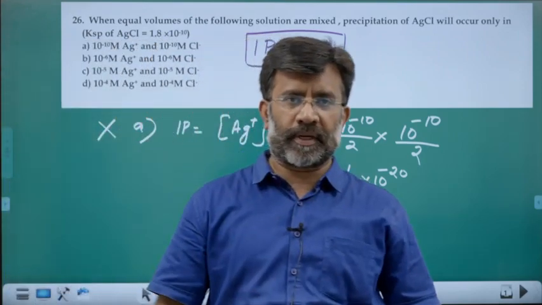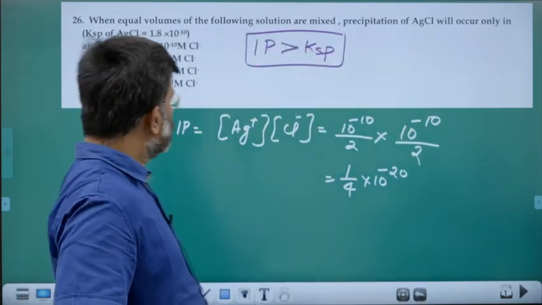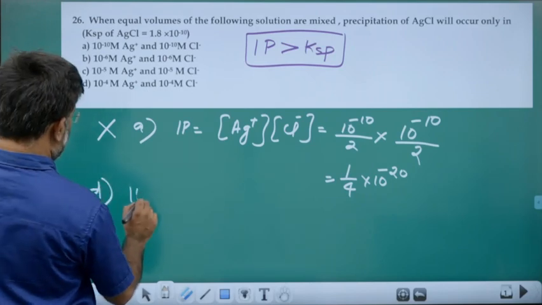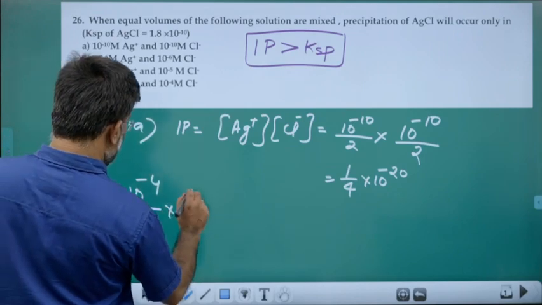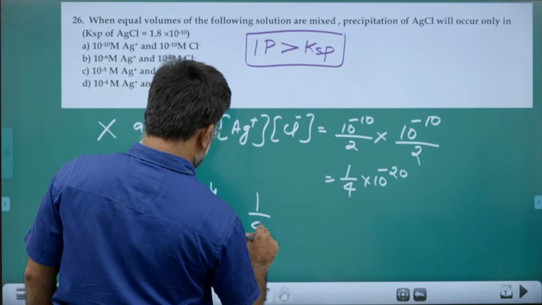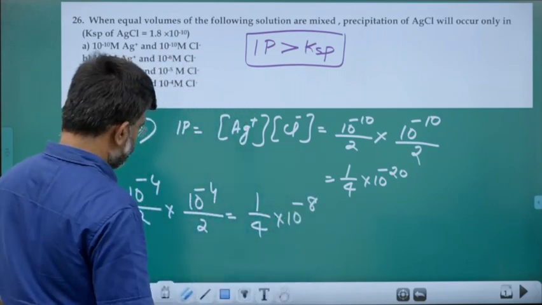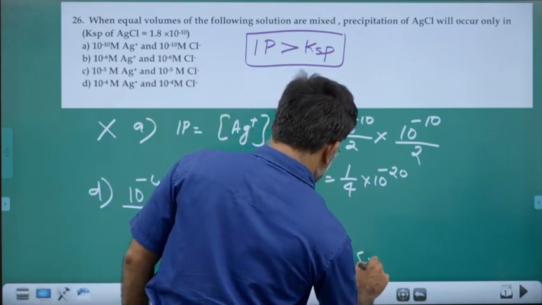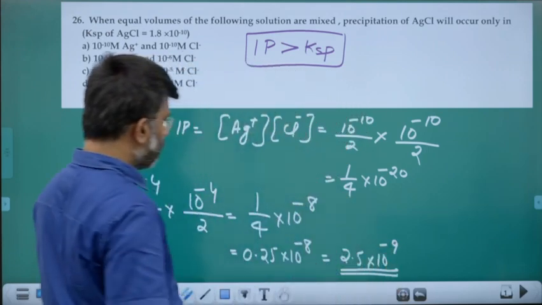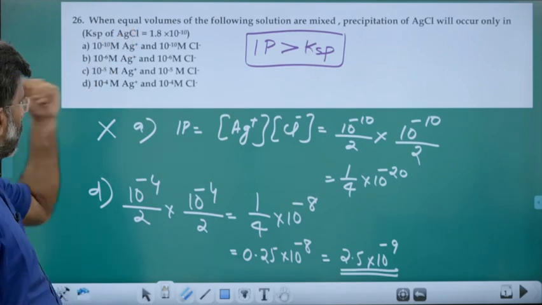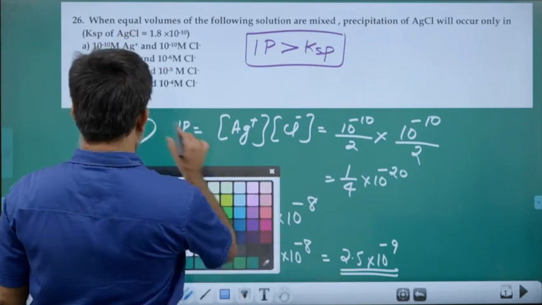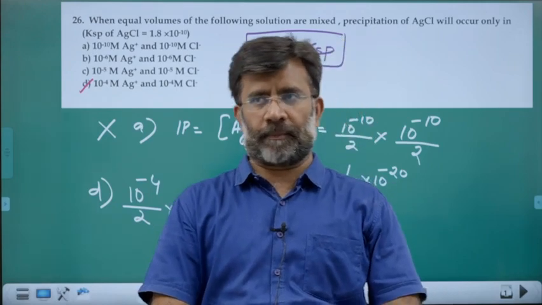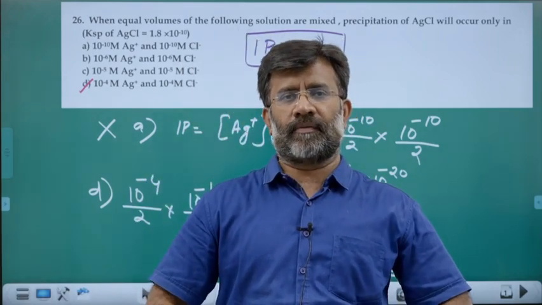So where it will cause a precipitation, IP should exceed KSP. In which case is it possible? I think it is possible in option D. You look at option D: 10 power minus 4 by 2 into 10 power minus 4 by 2. That is 1 by 4 into 10 power minus 8, that is 0.25 into 10 power minus 8, that is 2.5 into 10 power minus 9. It is greater than KSP. So there it will be precipitation. In option D, there will be precipitation as IP exceeds KSP.